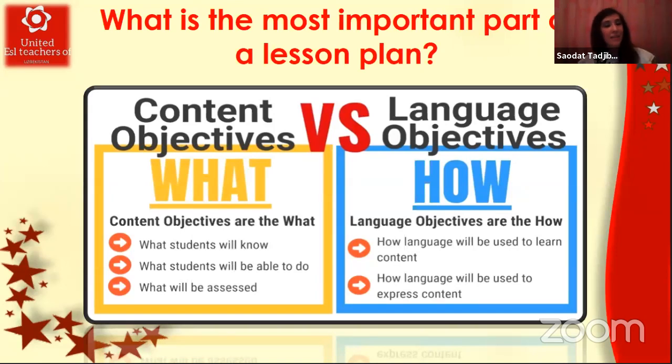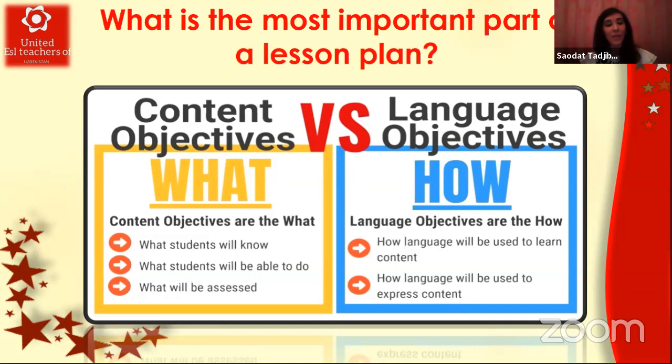And moreover, what will be assessed here? Their ability to use vocabulary related to traveling can be assessed. They can be assessed on the knowledge of how to incorporate correct grammatical structures here. So these are all called content objectives. They always show what your students will know just after your session.